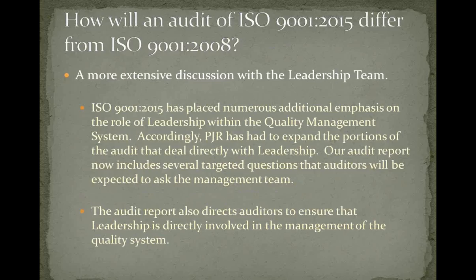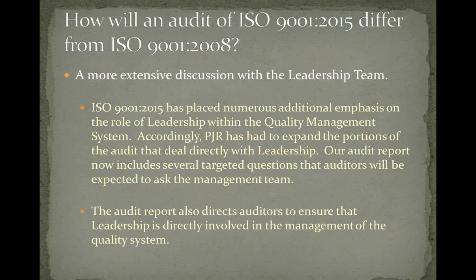And to that, we are going to conduct an ISO 9001:2015 audit. It's going to include a more extensive discussion with the leadership team. We've examined this now in several places, how leadership's role in the system has been emphasized in the new standard. They've placed additional emphasis on it. So PJR has had to expand the portions of the audit that deal directly with leadership. Our new audit report now includes some targeted questions that the auditors have to ask the management team. And we expect that that part of the audit is going to take not a lot of time, but it is going to take some time.